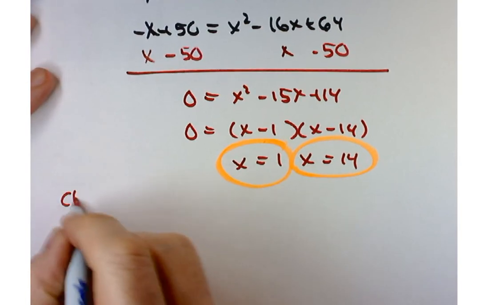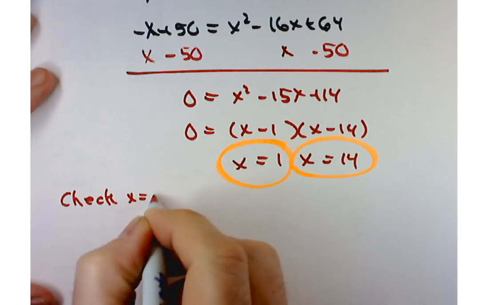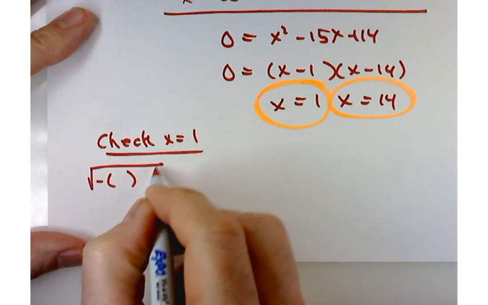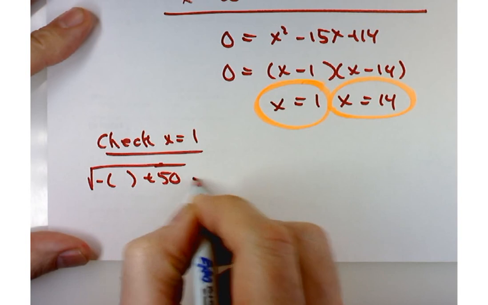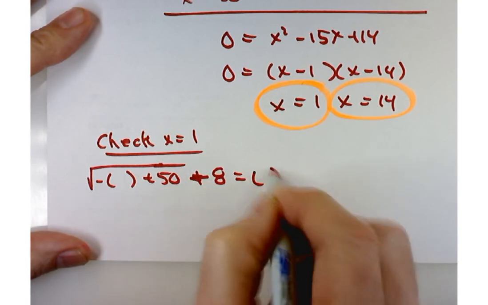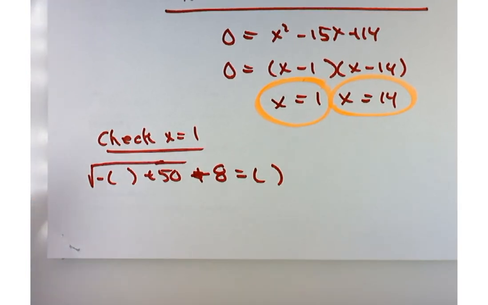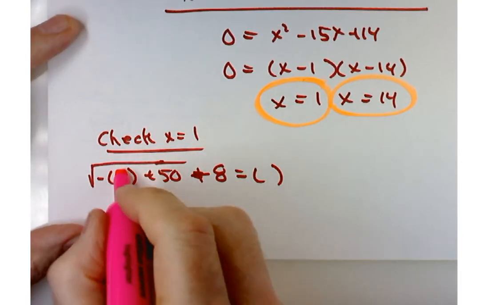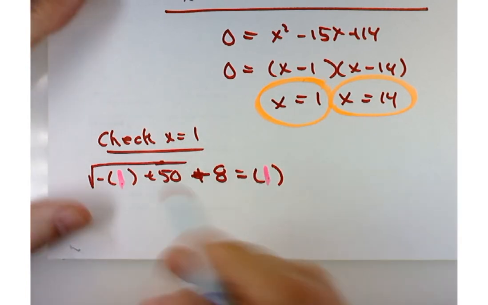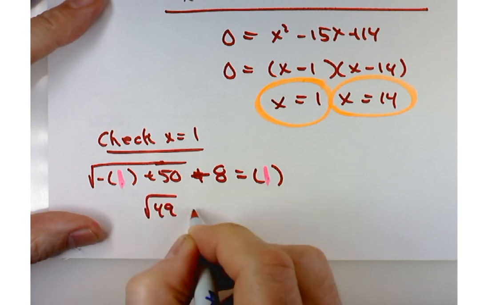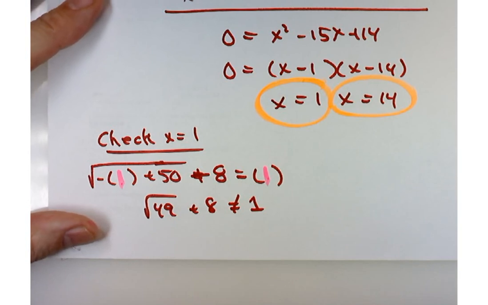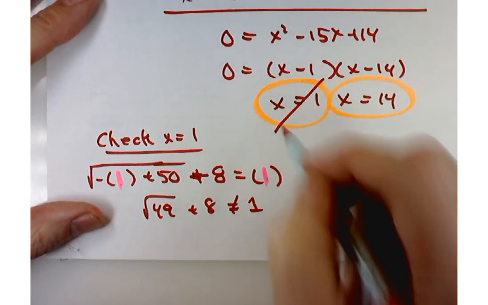So I'll check x equals 1 first. Negative of something plus 50 plus 8. Does it equal that something? So let's find out. If I put in a 1 here and a 1 here for my x's, then I end up with the square root of 49 plus 8, and I don't think that's equal to 1. So that's an extraneous solution.